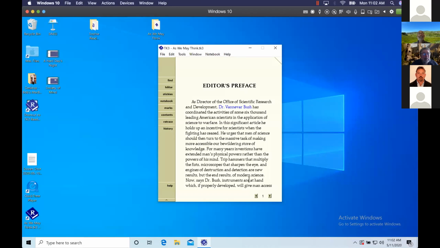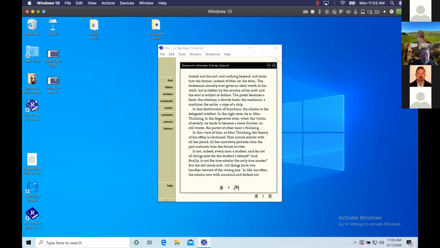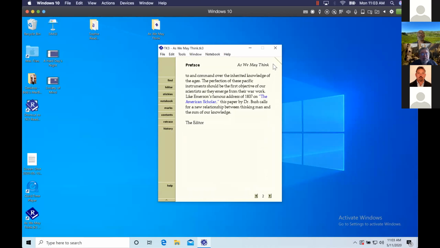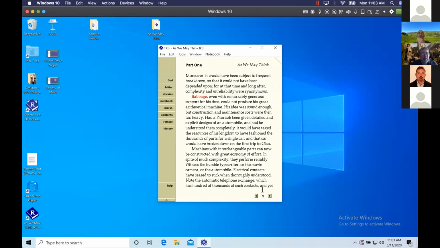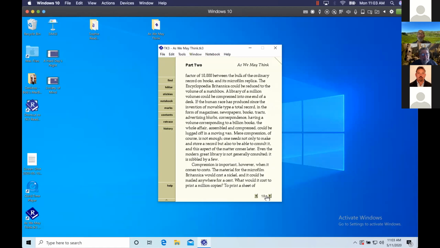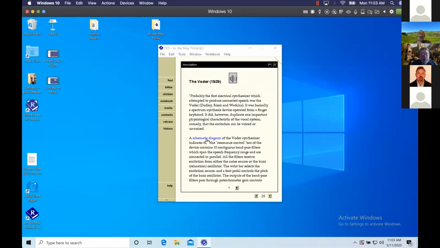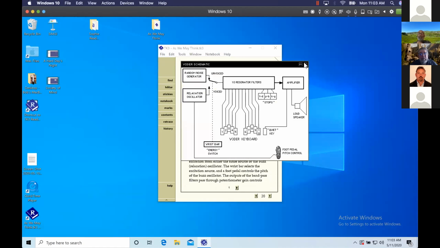I always started with "As We May Think" whenever we got a new tool, and it mentions in the preface to the article in Scientific American Emerson's American Scholar speech. So I included the entire American Scholar speech. You can click on Babbage to go to his Wikipedia article. One of my favorite things in here, though, was the Voder. We've all heard about the Voder. So I found a schematic diagram of it and included it.